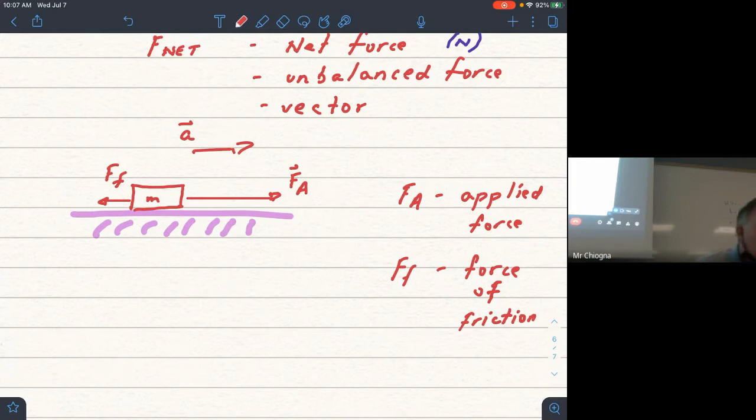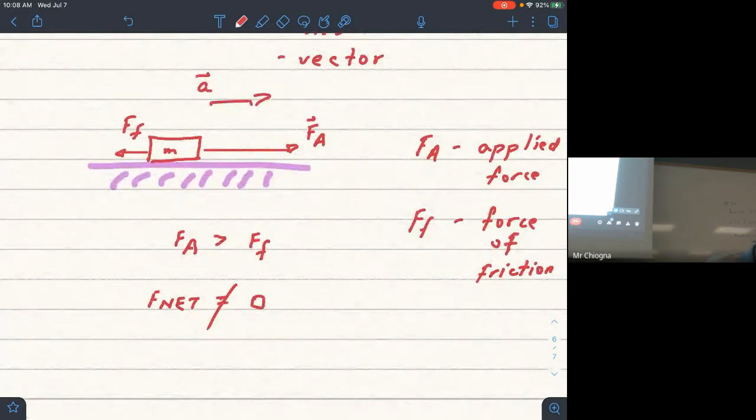Okay, so you can see just the way I drew it, F_A is greater in magnitude. They're not balanced. One is bigger than the other. If they were equal, they'd be balanced. I know this is not a free body diagram, but I don't need to draw it to make the point. The net force does not equal 0. There is a net force, because F_A is bigger than F_F.